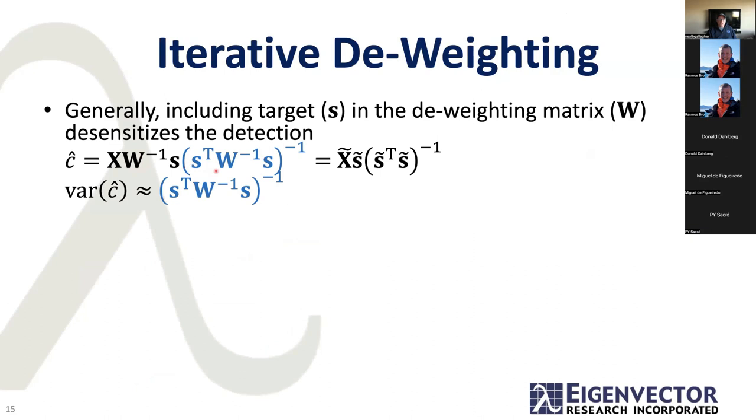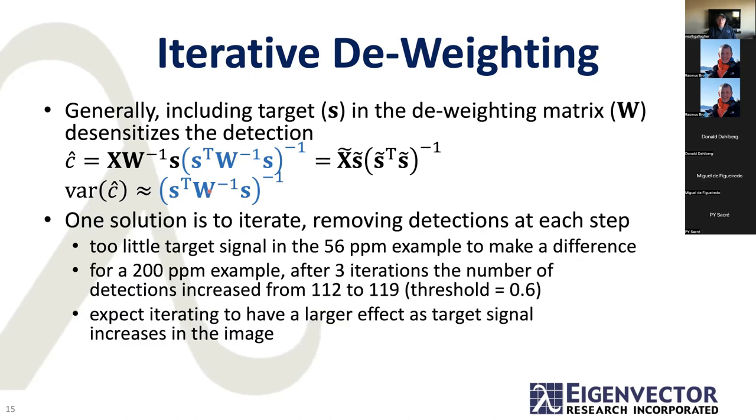And so you can see, I highlighted this particular matrix. This is the part that says that here's the variance of my detection estimates. And this says that if I de-weight by directions that are parallel to this guy, my estimation error increases. So if I remove stuff that's parallel to this from the clutter, I should improve my sensitivity. And with the 56 parts per million, it really doesn't make a difference, because that's such a tiny, tiny signal that I'm not really de-weighting by much.